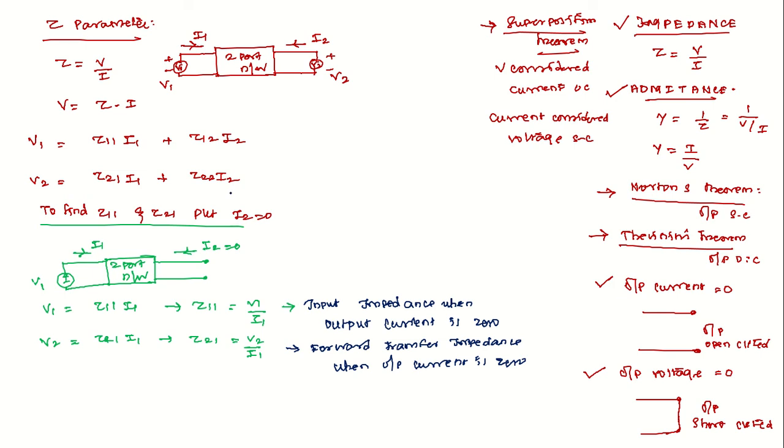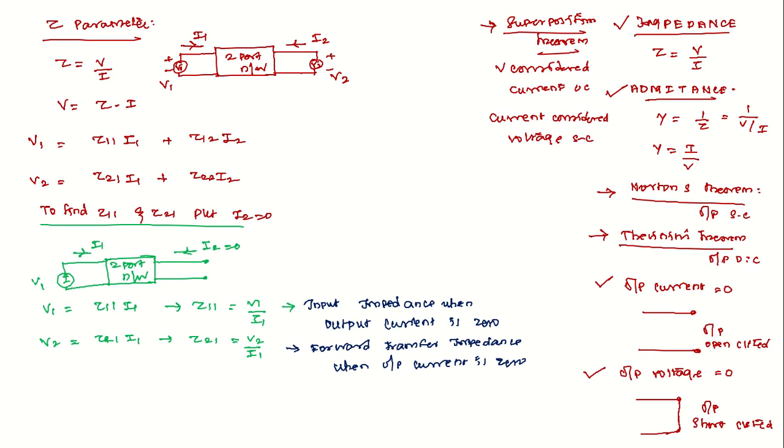And the next step that we want to do is find the value of your Z12 as well as your Z22. To find your Z12 and Z22, you put the value of your I1 equal to 0. I1 equal to 0 means now this two-port network can be redrawn: on the output side you will have the voltage V2, but the input side will be open circuited. That means no voltage will be there on the input, but a current I1 equal to 0.